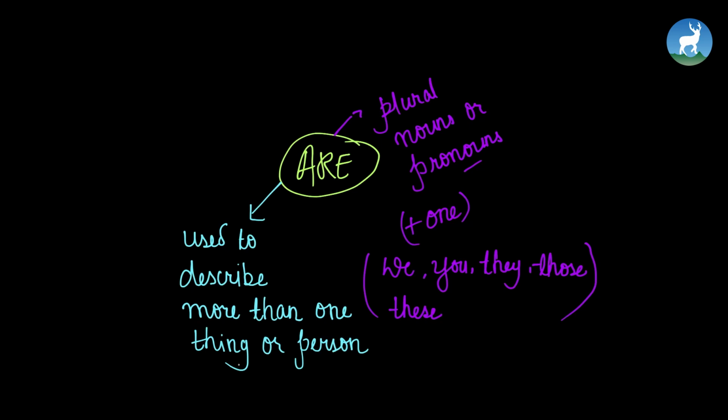Let's say, for example, they are students. Here we have the plural pronoun they, and the first part of the sentence is getting linked with are, and it's getting linked with the last part of the sentence, that is students. They are students. So what you guys have to remember is, is used for one.